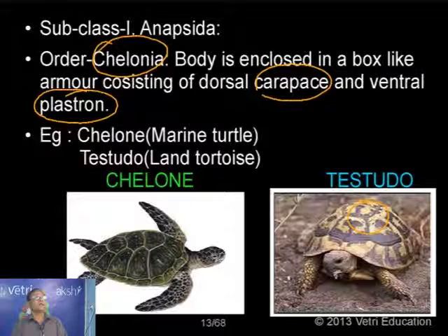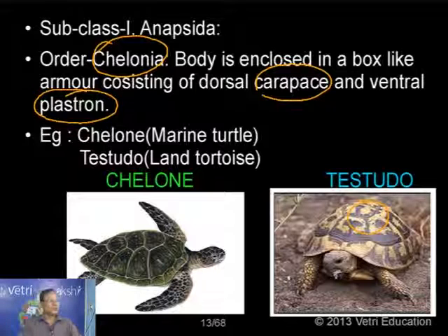Chelone, the marine turtle, the largest one. It lives for more than 300 years; the animal with the longest lifespan in the animal kingdom is the turtle living in marine water. Testudo, the land tortoise, is normally smaller in size, and its lifespan is very much less when compared to the turtle.